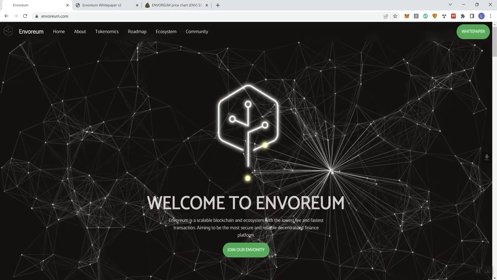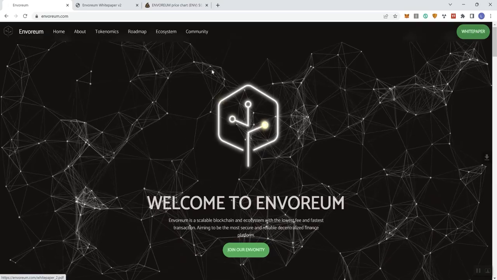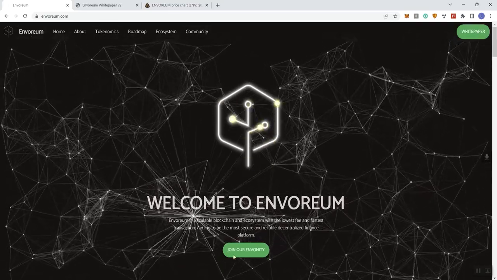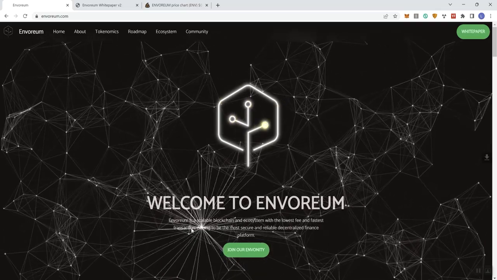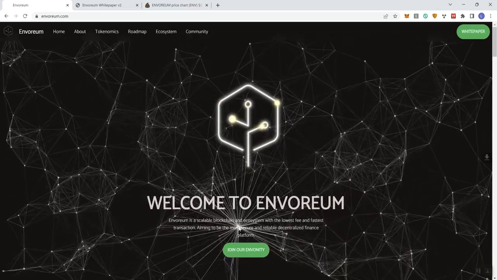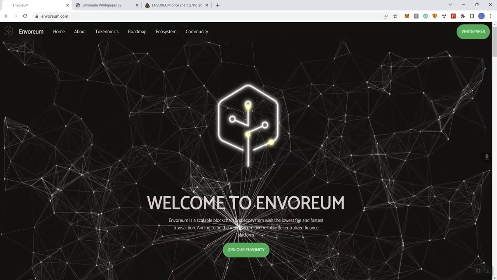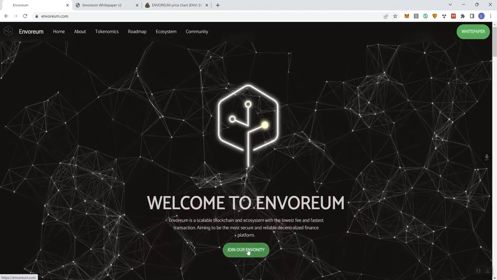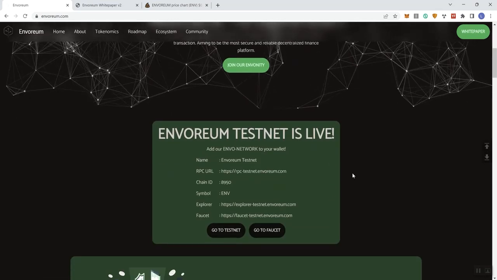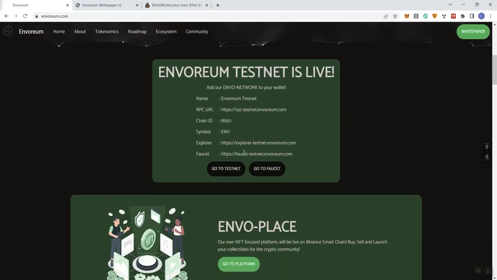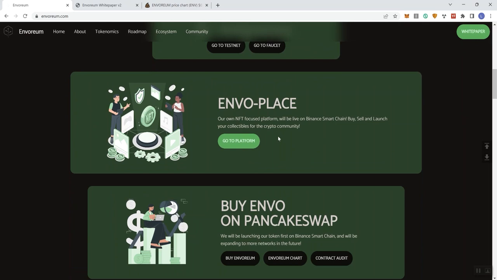Okay, so we're going to go over to the main page, and we can see here a white paper button, some links up here in the navigation bar, some information here: scalable blockchain and ecosystem with the lowest fee and fastest transaction, aiming to be the most secure and reliable decentralized finance platform. And then here, just a button that's linked to their main page. So, all right, the testnet's live, so we can see some information here in regards to the testnet. And here, just a button to go ahead and go to the platform.